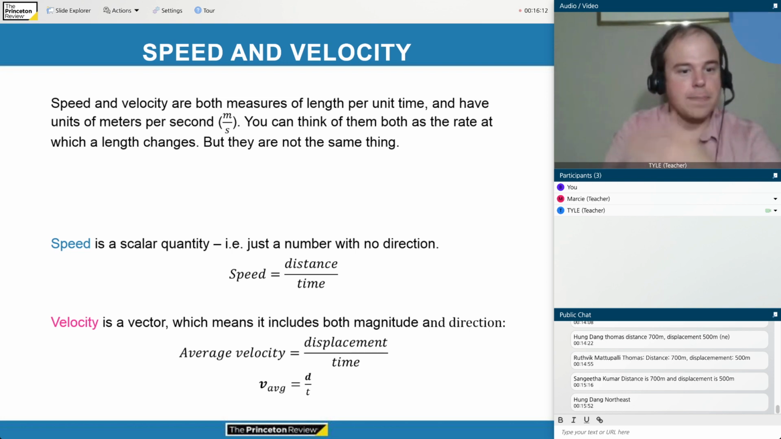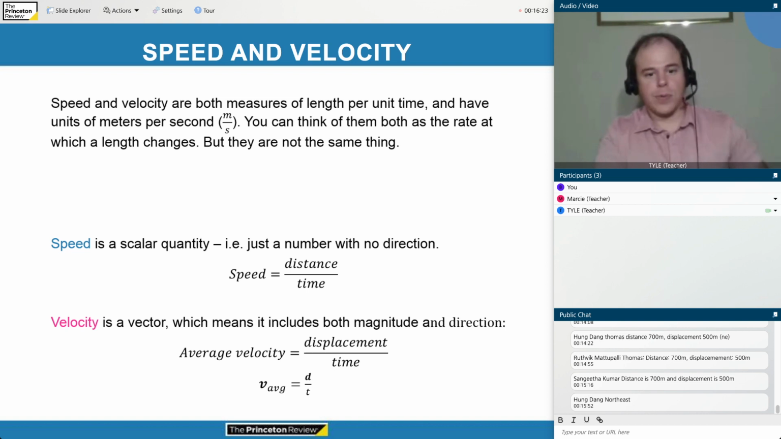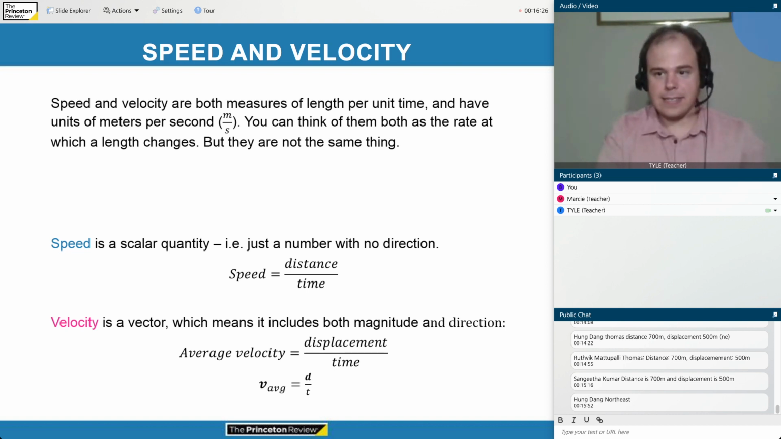Speed is a scalar quantity. Scalar is another word for just a number. Speed is a scalar, which means it has no direction attached. So the formula for speed is just distance divided by time.